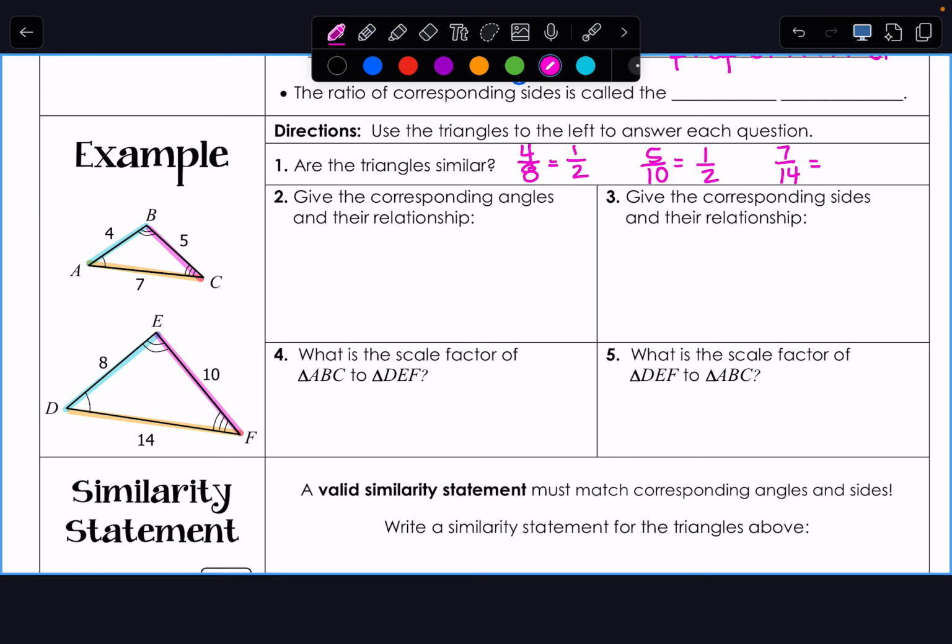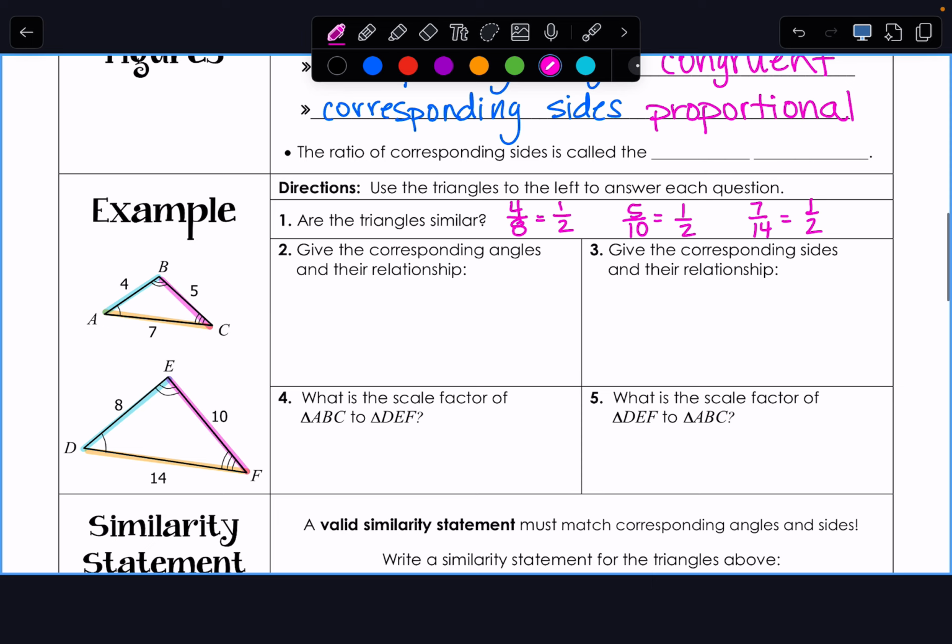Hey, Marius, what's true about all of these fractions? They're all 1/2, which means our sides are proportional. This is what's called, and this is what you're going to put right here, the scale factor.